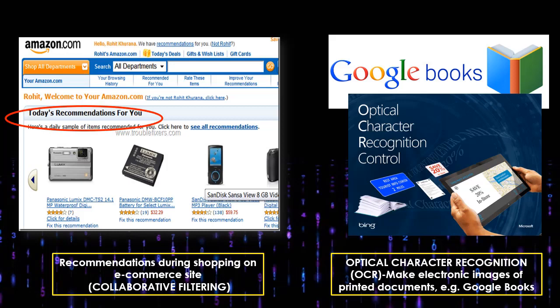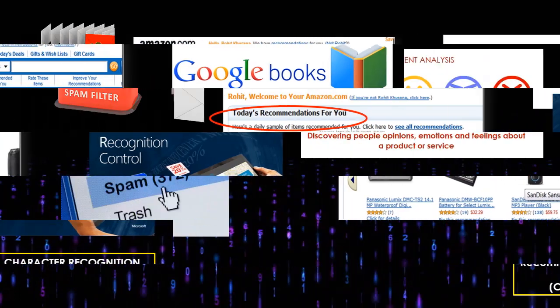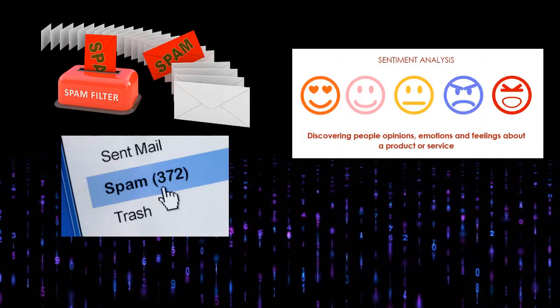The next is optical character recognition (OCR), which is making electronic images of printed documents. That is, Google Books used something called OCR. It reads the natural language which is written in the book, and that is OCR.